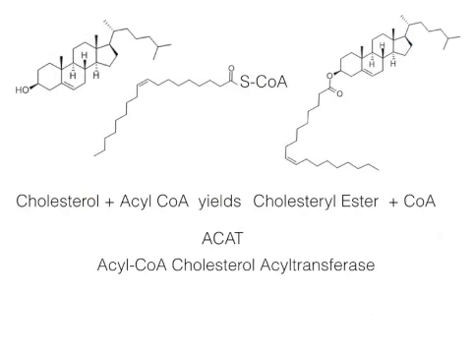Here we see the reaction by which cholesterol is esterified. We start with cholesterol plus an acyl-CoA. This is an activated fatty acid. And then the acyl group is transferred to the cholesterol hydroxyl. This yields cholesterol ester and coenzyme A. The enzyme that catalyzes this reaction within the cells is called acyl-CoA cholesterol acyltransferase, abbreviated ACAT.